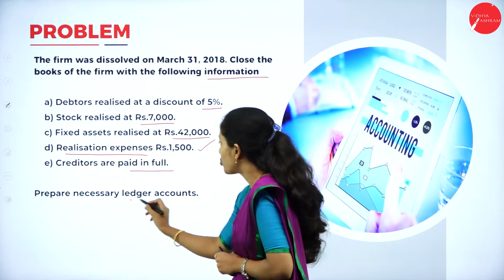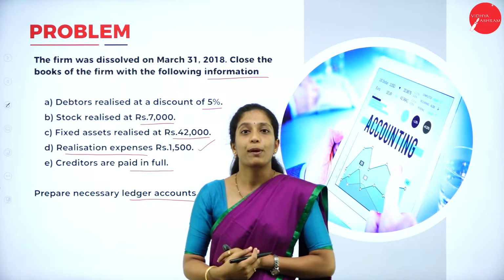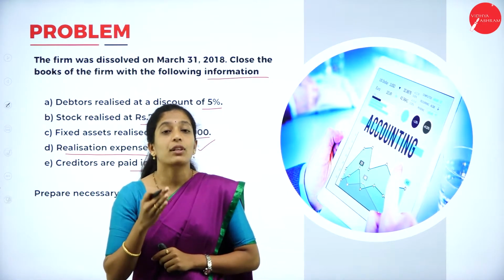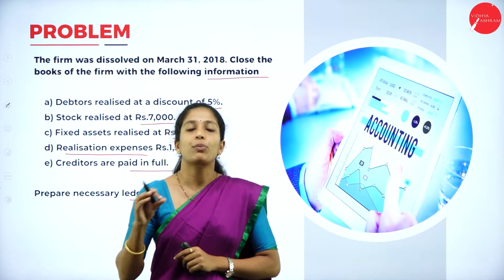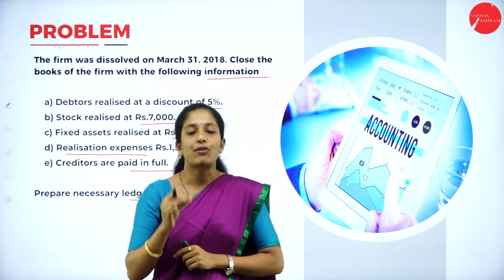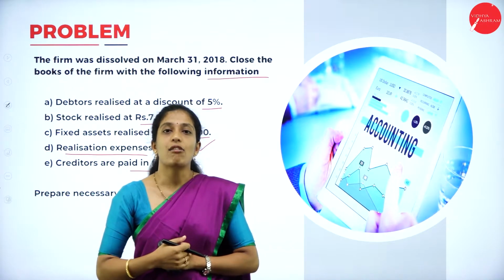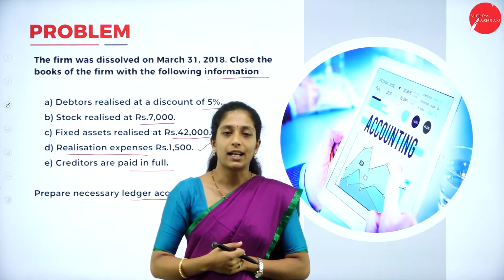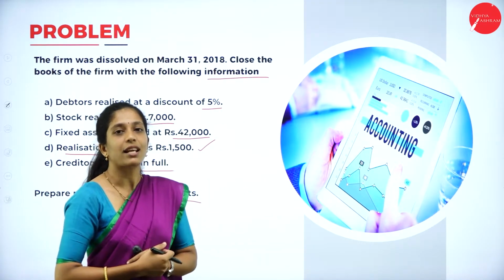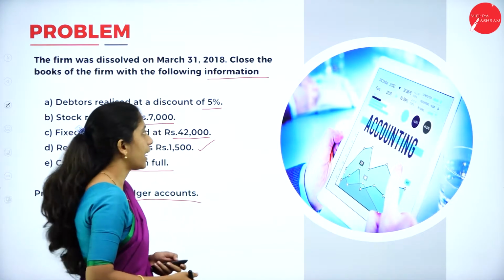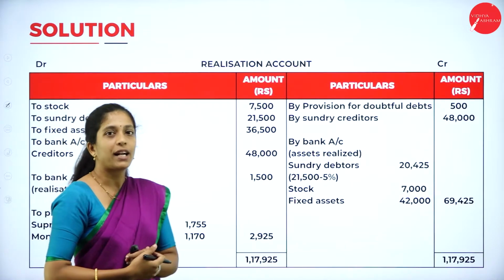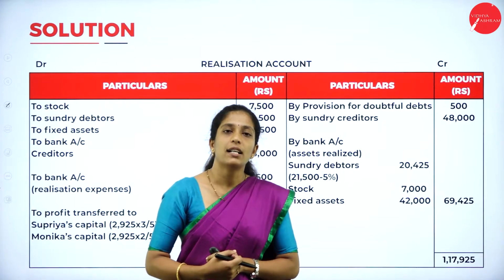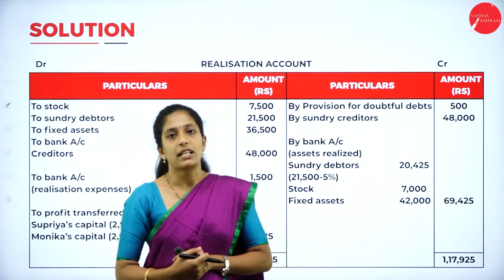Prepare necessary ledger accounts. Now which are the accounts to be prepared? We have to prepare realization account, partners capital account, and they have not given partners loan. So no need to prepare partners loan account. Directly we have to prepare bank account. So which are the three accounts to be prepared? Realization account, partners capital account and bank account. Now we shall directly move on to the first account to be prepared, that is realization account. What is the format of realization account? We will be having debit side and credit side. Under debit side, particulars and amount; credit side, particulars and amount.